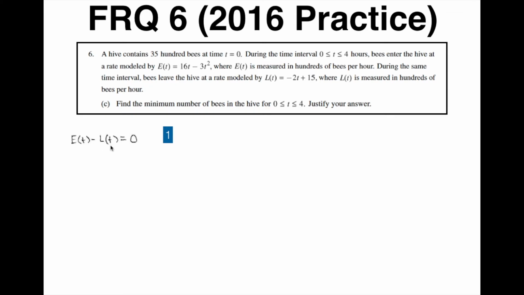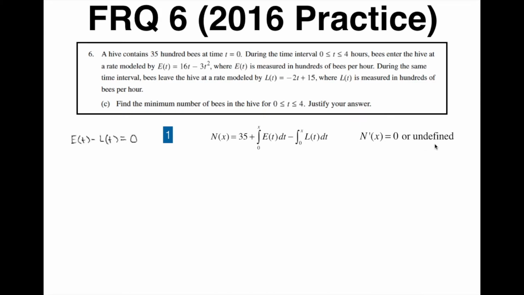The other way of thinking about it is to go back to the equation for the number of bees that we have in the hive at any time x. So I called it N here, and we saw 2 out of 3 students got this correctly, that N of x equals 35 plus this integral minus that integral. When we look for a minimum, it's always the same. We want to find when the derivative equals 0 or when the derivative is undefined.